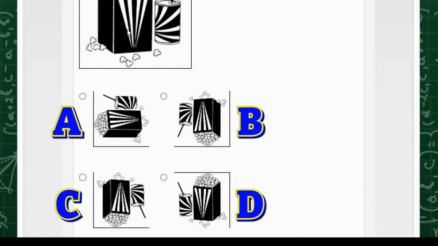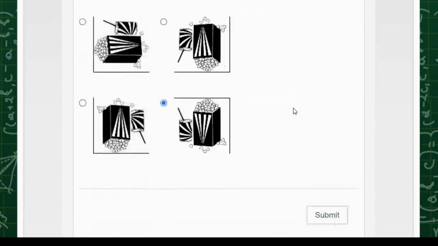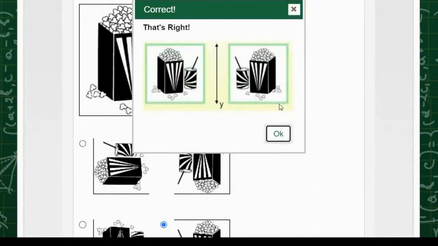Oh, I see several people weighing in. Who else is weighing in here? A, B, C, D. Some of these don't even make sense. That would be a rotation right there. The A doesn't make any sense at all. Yeah, it should be D, right? That would be reflecting this over a y-axis. There it is. That's right.